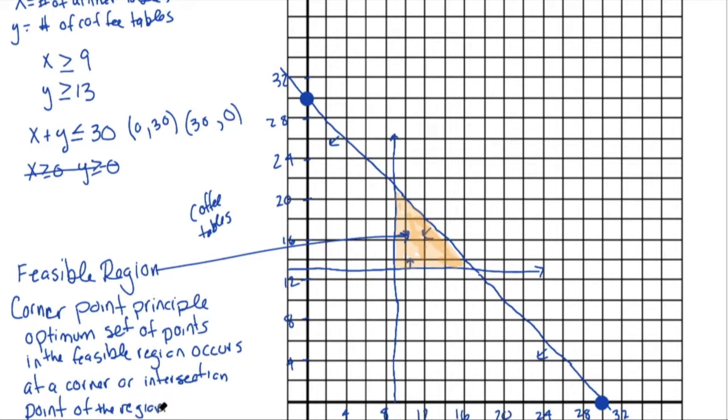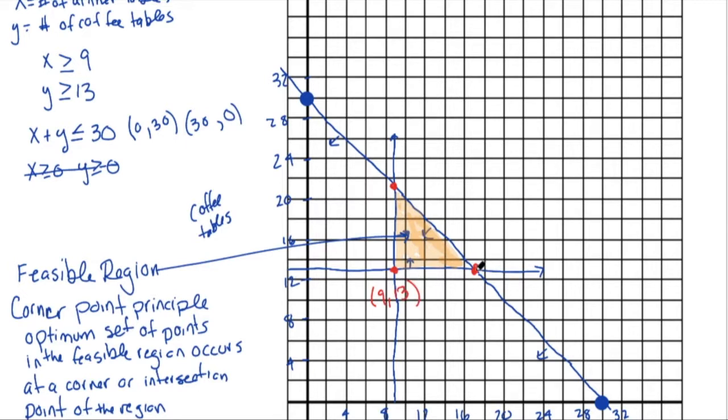So our feasible region is a triangle. So we have 3 points of intersection. Depending on what kind of shape you formed here as your feasible region, you might have more. All right, so this point down here was the intersection of the lines x equals 9 and y equals 13. So that's clearly the point (9, 13).